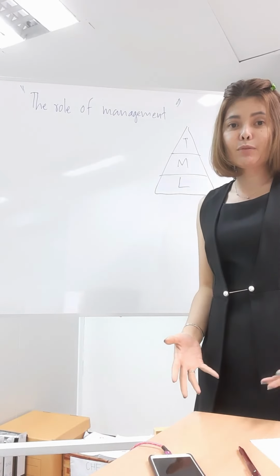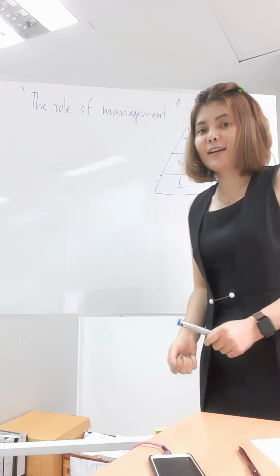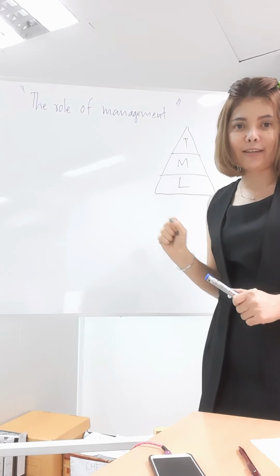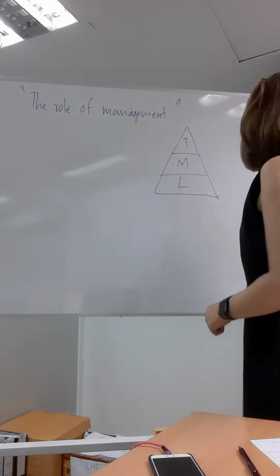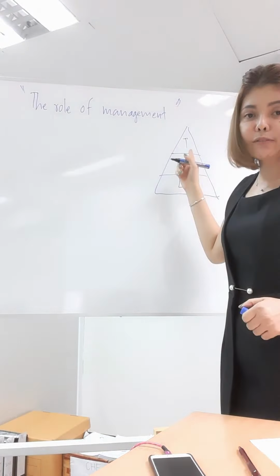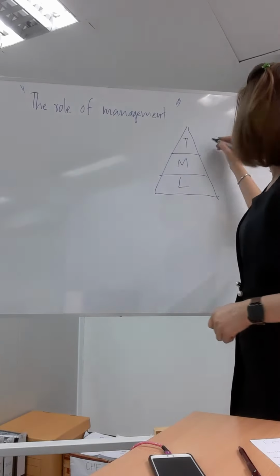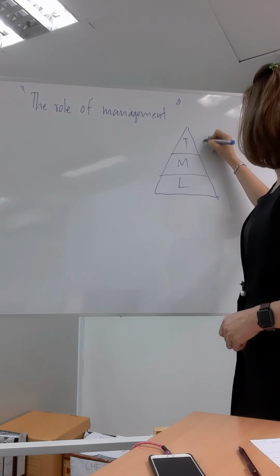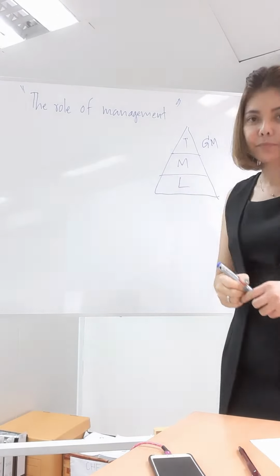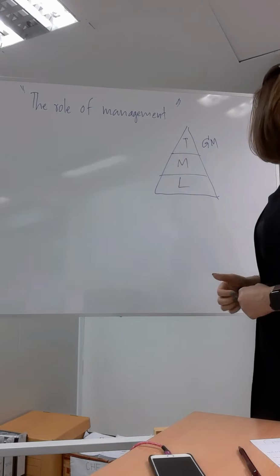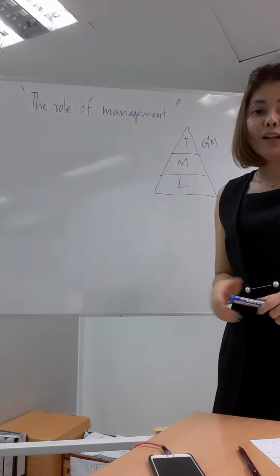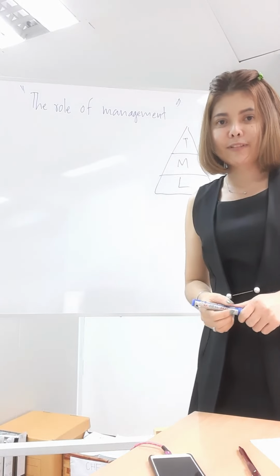What is their real role? Their real role is decision making. Generally, the top management of the company is the general manager, and let's see the low management role first.